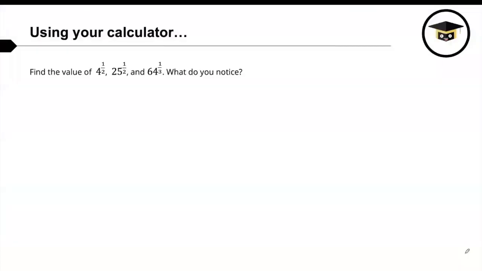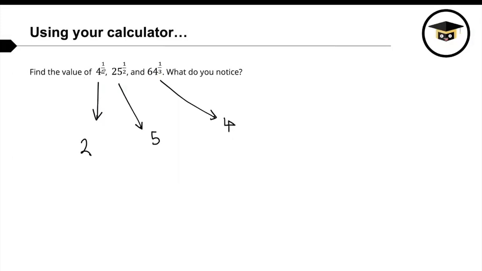So first I want to start by using your calculator: find the value of 4 to the power of a half, 25 to the power of a half, and 64 to the power of 1/3. So what do we notice? Well, let's just do this. 4 to the power of a half, put that in our calculator, is going to be 2. 25 to the power of a half, we're going to get an answer of 5. And 64 to the power of 1/3, that's going to give us an answer of 4.